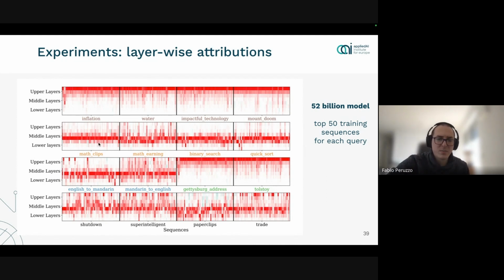Whereas if you consider mathematical reasoning, it seems to be more concentrated on the middle layers. So math clips, binary search, quick sort. When it comes instead to more complex queries, those that involve ethics or role play, like imagine that you are some type of super intelligent being, those have influences distributed over the whole model instead. Okay, this is for the 52 billion model.